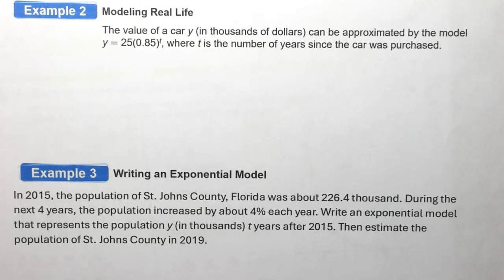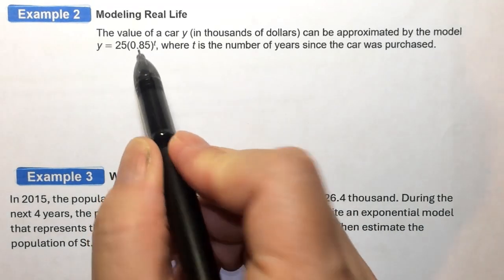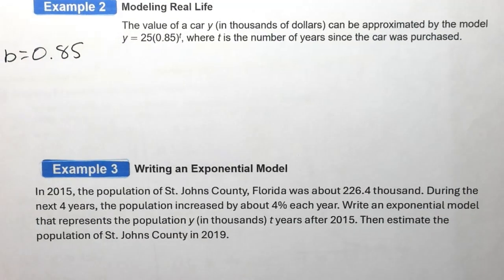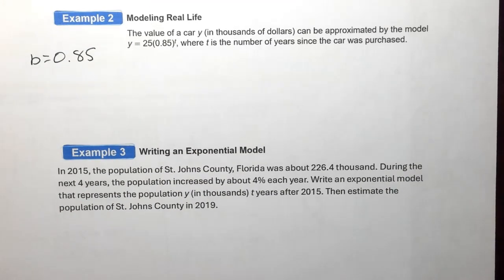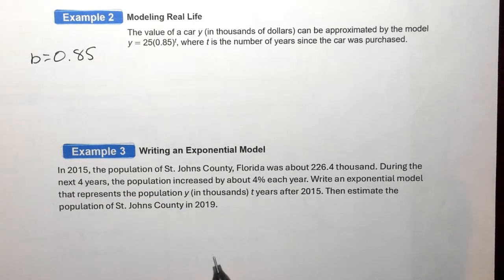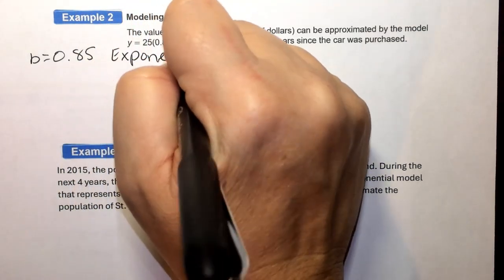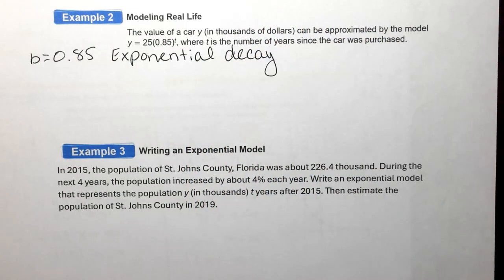So we need to first determine, is this an exponential growth or decay? Well, if we look at our base, our b value is 0.85. Would that be an exponential growth or decay? Since this is not greater than 1, it is between 0 and 1, it would be an exponential decay.